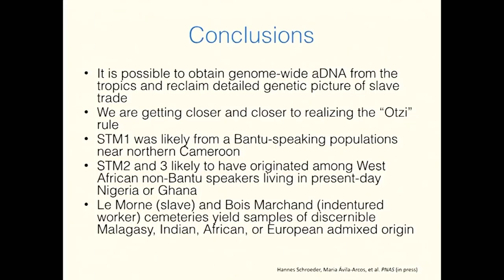In terms of the samples I've talked about, STM1 was likely from a Bantu-speaking population from northern Cameroon. There were two other samples that I didn't talk about. They were found at the same time and came from a totally different part of Africa. So it tells you a little bit about how that all unfolded. And then we're seeing even in complex admixtures, we can deconvolve the ancestry. And so that makes us very optimistic that this technology will help us push further back into the sands of history.